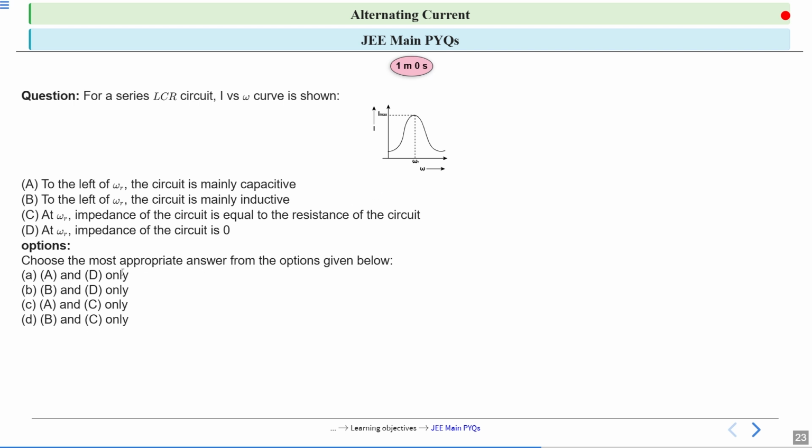So options are, choose appropriate options. Option A is A and D only, B is B and D only, C is A and C only, D is B and C only. So which statements are correct? According to that, you should choose the correct option. Okay, so I will give you some time to think about it.